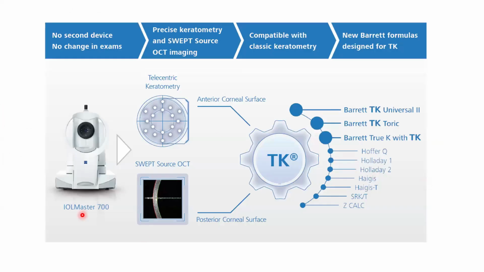So essentially the IOL Master 700 is giving us the telecentric keratometry, which gives you the anterior corneal surface. The swept source OCT gives you the posterior corneal surface. This is the TK value that we get, and this TK value we can use in all the normal formulae as well as inbuilt formulae, which have been devised by Dr. Barrett and are inbuilt into the IOL Master 700, which are the Barrett TK Universal 2, Barrett TK Toric, and Barrett True-K with TK.